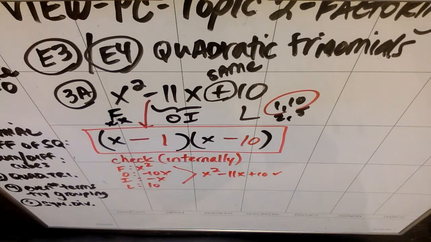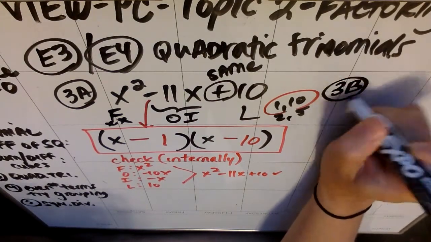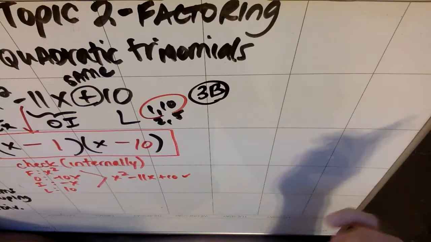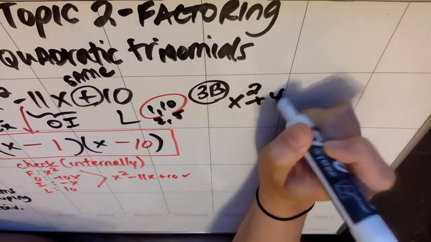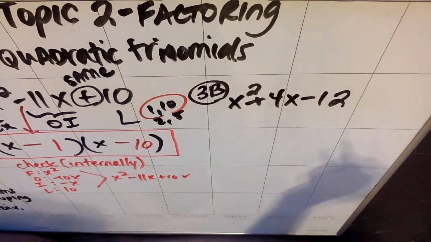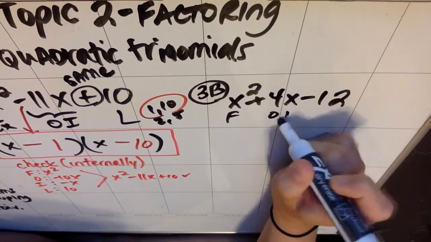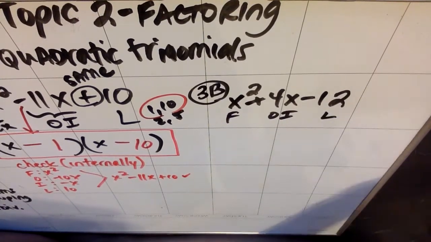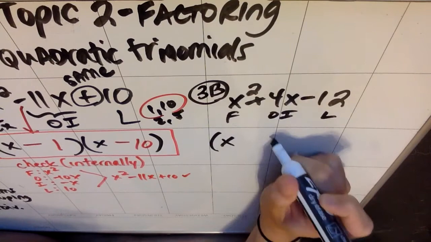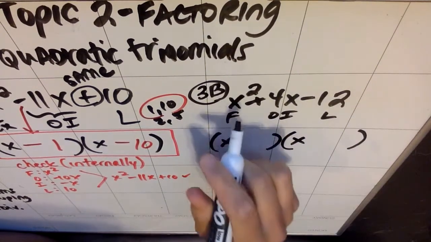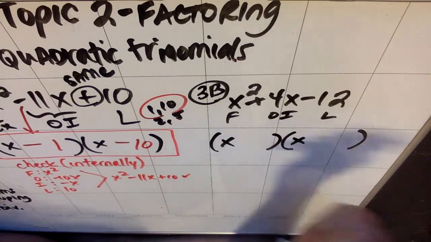So let's try 3b. 3b is going to make this just a notch harder, and the way that's going to happen is that the term at the end is going to have a negative. So I'm going to get an x squared plus 4x minus 12. Same rules apply. My x squared is my F, the middle stuff is my O and I, and the last term is my L, right? So when I factor this, I know the front seats have to be x and x, because that's the only way I'm getting an x squared. We'll talk about what happens when that leading term isn't just an x squared in a minute.